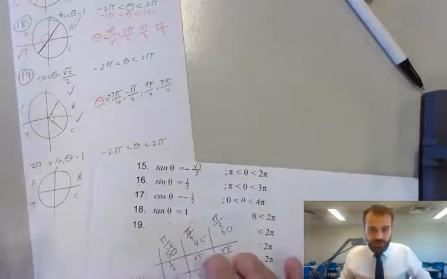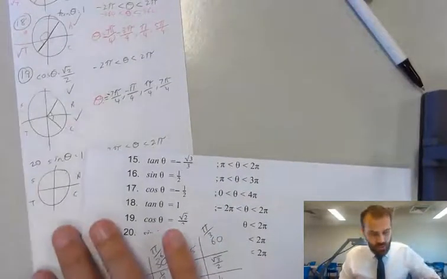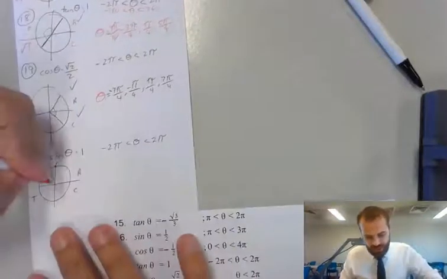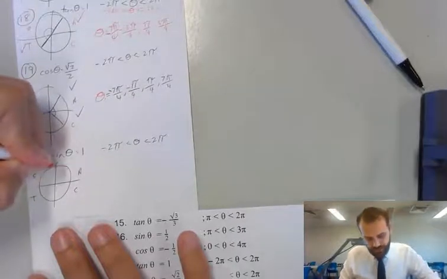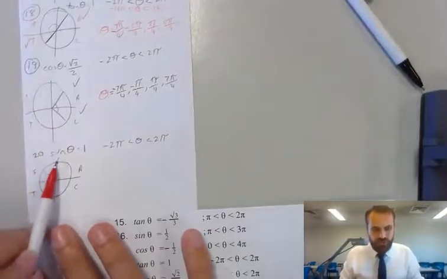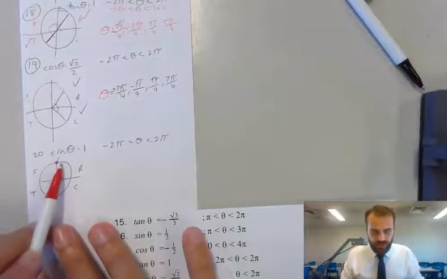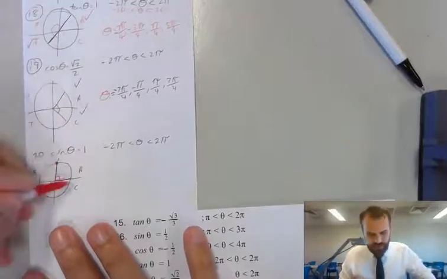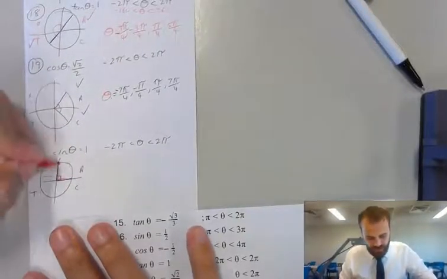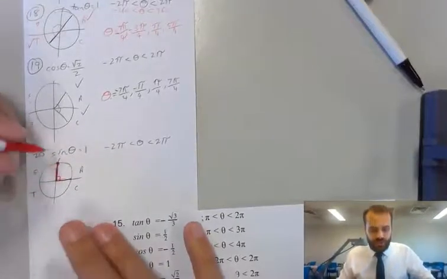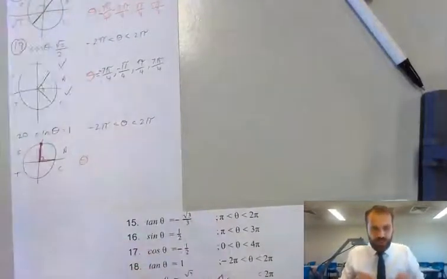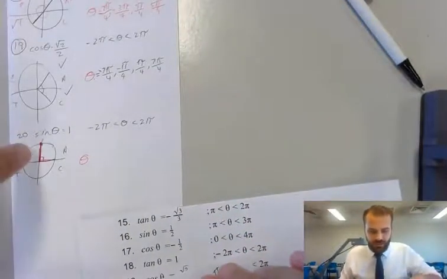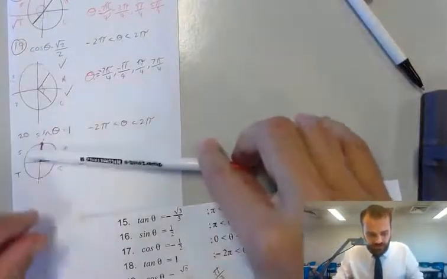Now you should know that sine is the y coordinate as this line moves around. So sine theta is equal to 1 at this point here. At that point, this line here, that's when sine theta is equal to 1. So we're not going to get many answers here despite the fact we're rotating twice, because there's only one point at which sine theta is equal to 1. Here, 90 degrees.